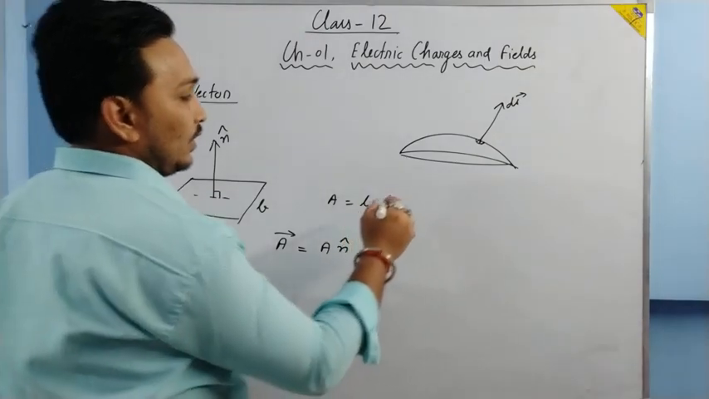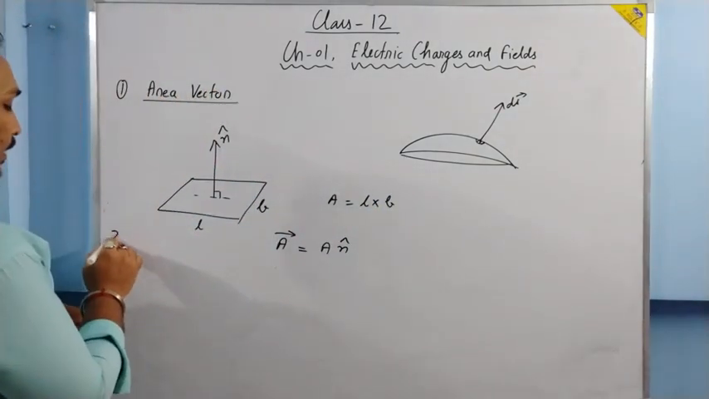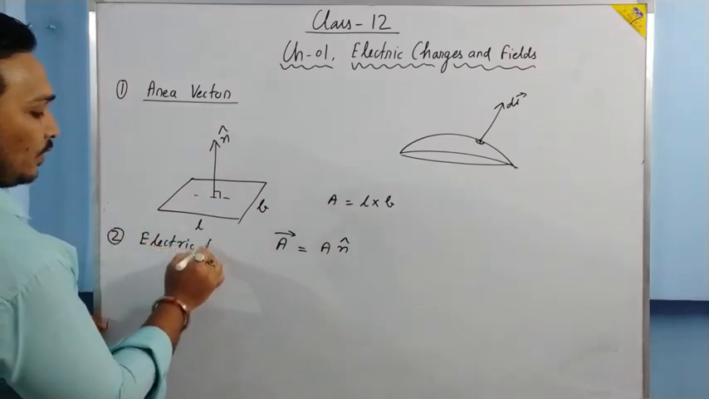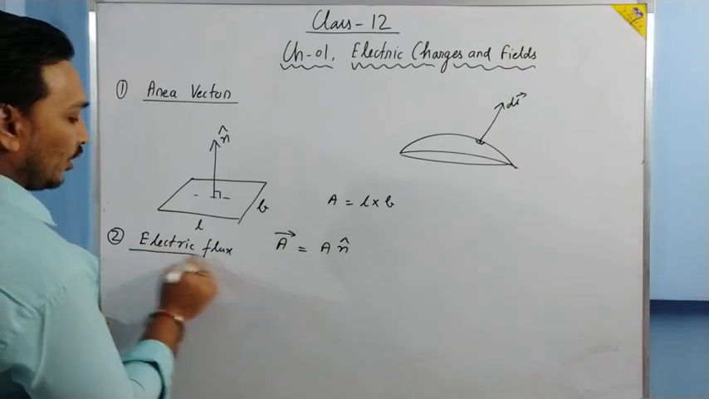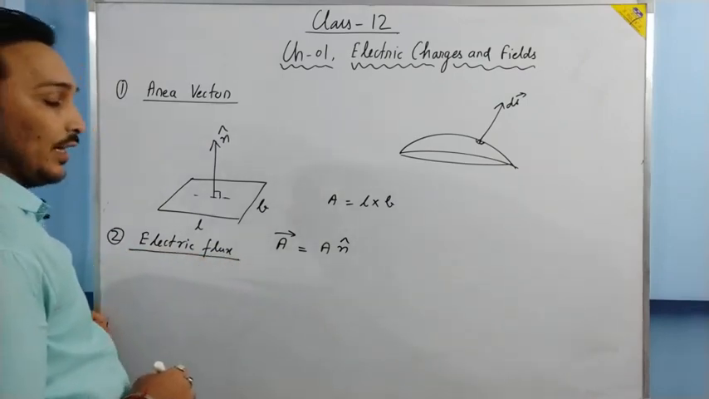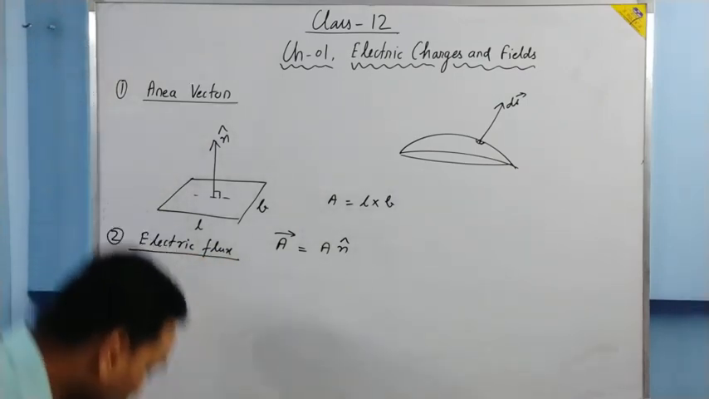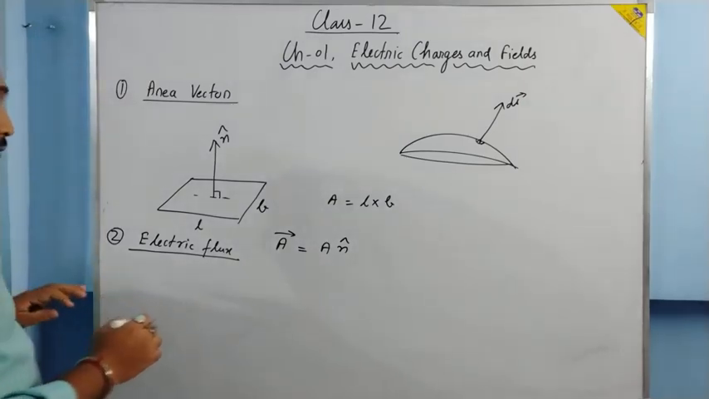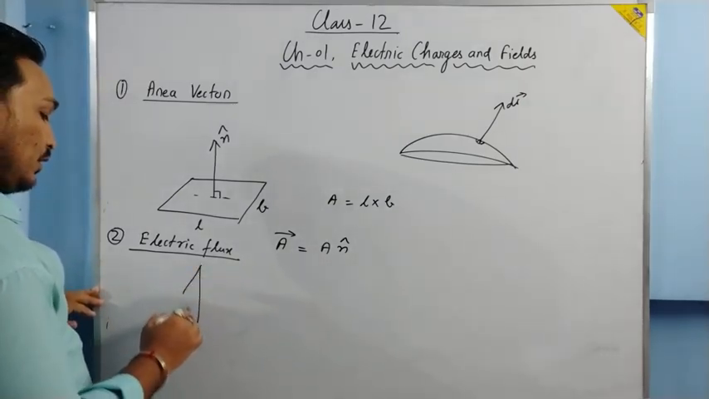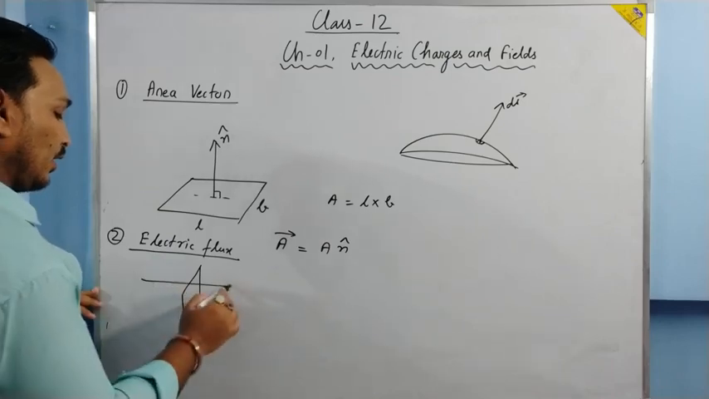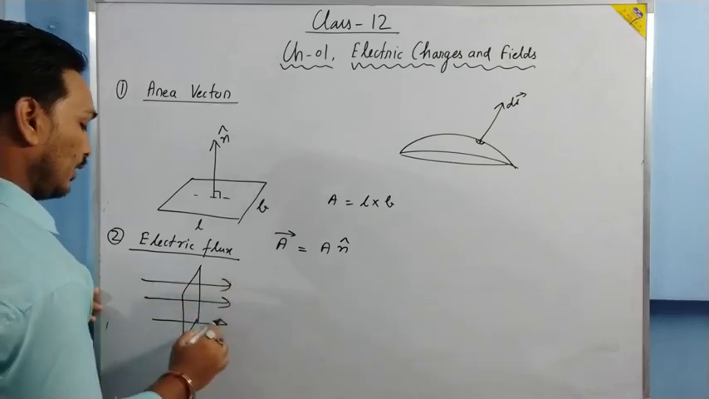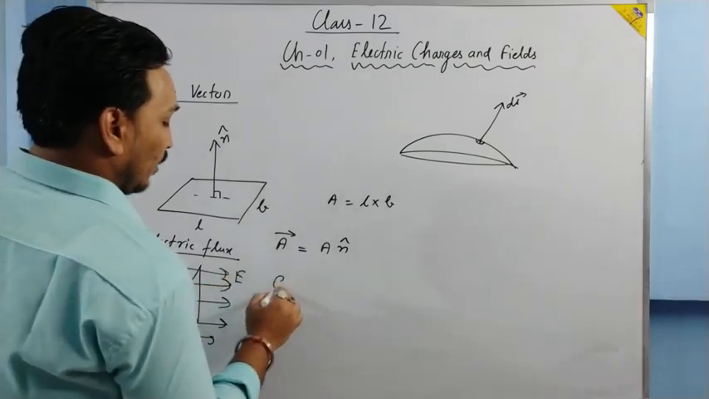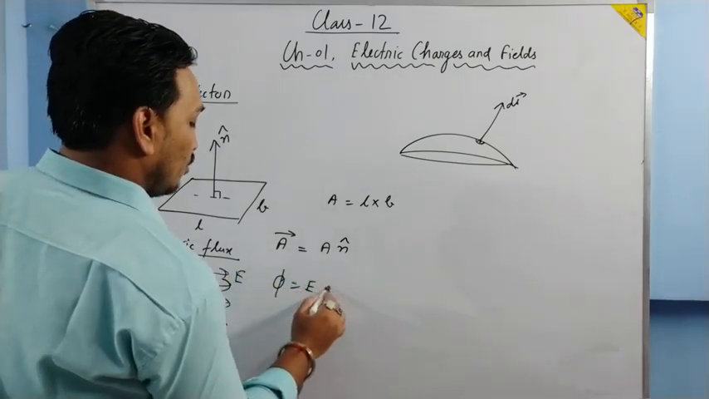Second thing we understand was electric flux. What is electric flux? It is the measure of electric field lines which passes through a surface. Like suppose if this is the surface and the electric field passing through it is E, then electric flux is given by E into A.